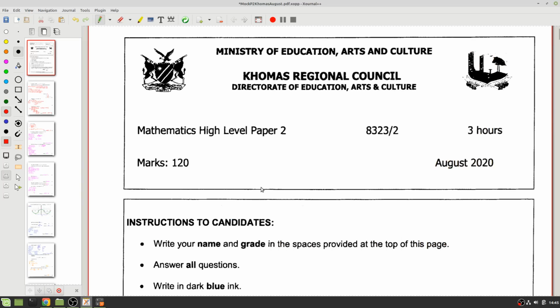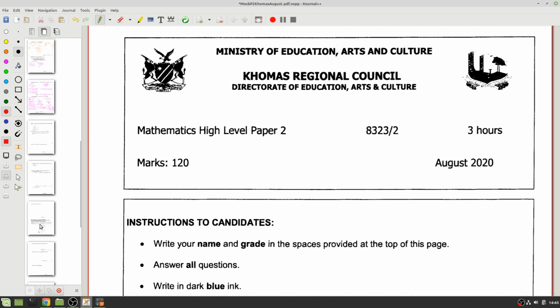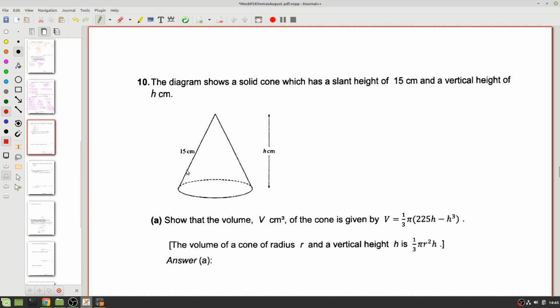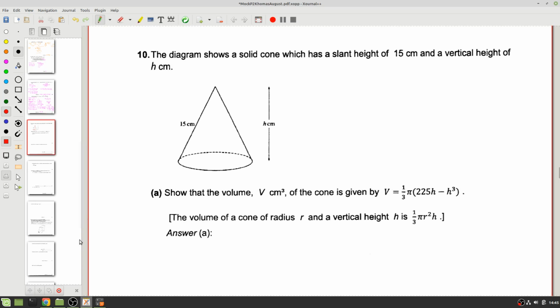Alright, so in this video we're looking at the Mathematics Higher Level Paper 2 Khomas region for August 2020 exam, and we're looking at question 10 and 11. Okay, so question 10 has us calculate the following.